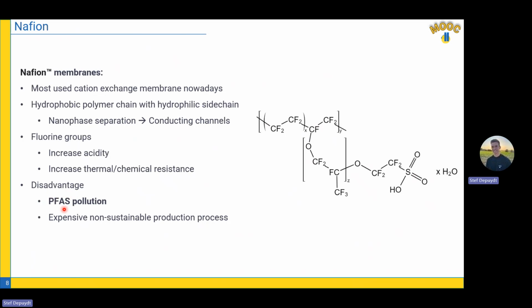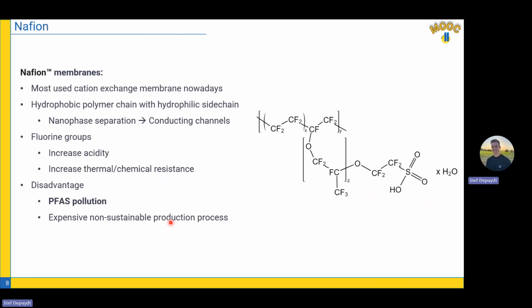The first disadvantage lies within the fact that fluorine is used for a membrane, because this results in PFAS pollution. PFAS pollution is a very hot topic today. PFAS stands for the fact that we have fluorinated artificially synthesized polymers that get into the environment, and because they are so resistant, they stay in the environment and have all the health and environmental issues as a consequence. The other very big disadvantage is that the membrane has an expensive and non-sustainable production process.